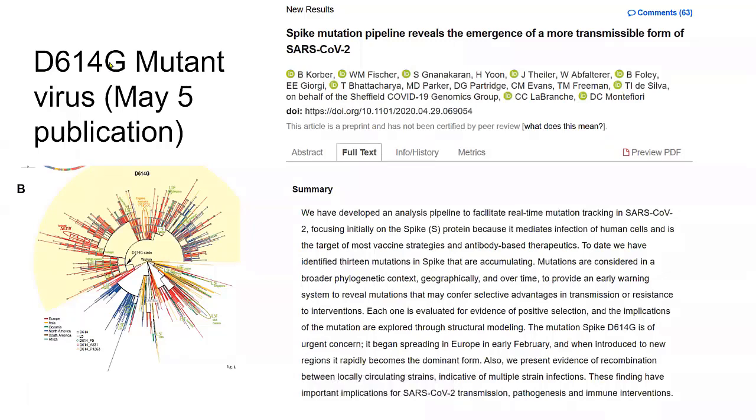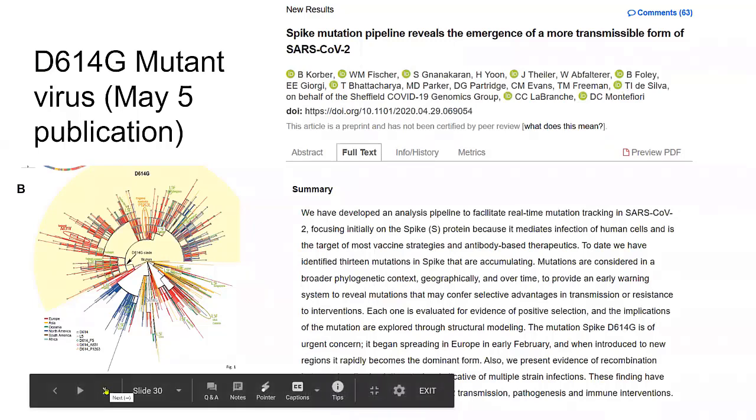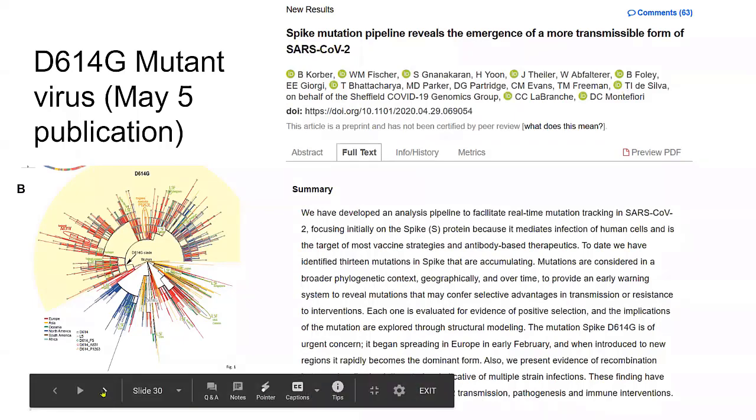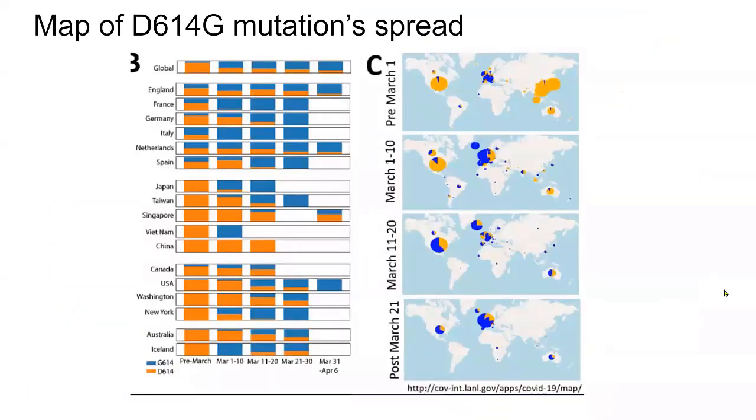This one talks about a specific one. And I'll show you the graph about why. Well, actually, I'll read you the text first, then I'll show you the graph. The mutation, spike D614G, is of urgent concern. It began spreading in Europe in early February, and when introduced to new regions, it rapidly becomes the dominant form. The title of the paper is Mutation Pipeline Reveals the Emergence of a More Transmissible Form of this Virus. So let me show you the picture, and then we'll talk about it briefly.